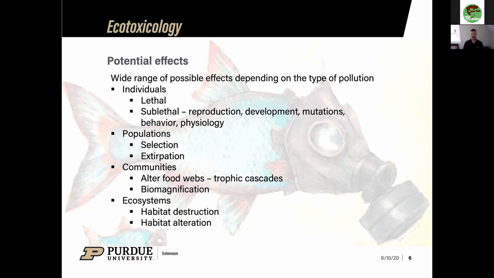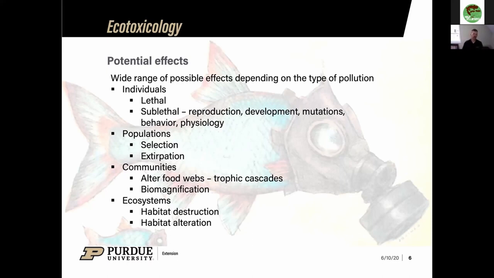From there, you could also have community level effects. Okay, so once you start altering which species are surviving and how many survive, this can alter food webs and lead to trophic cascades. This could also lead to biomagnification. So as I mentioned before, if you have a persistent compound, that compound can be passed from species to species all the way up the food chain.